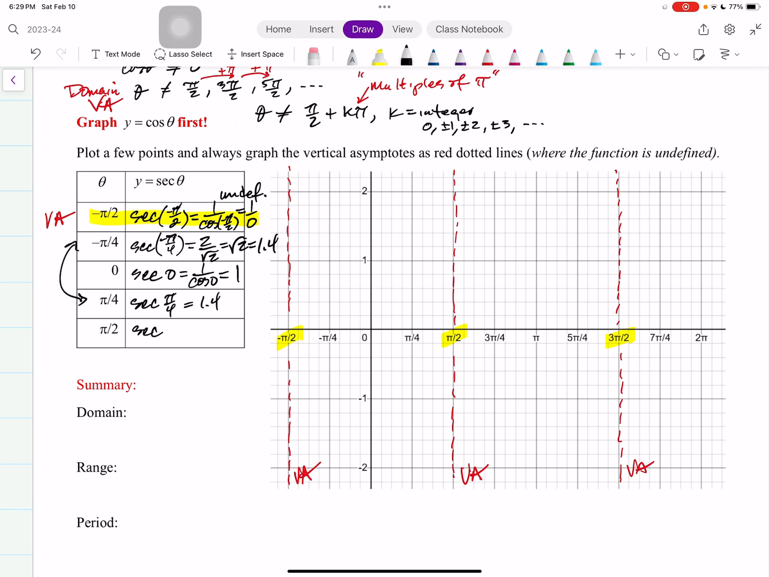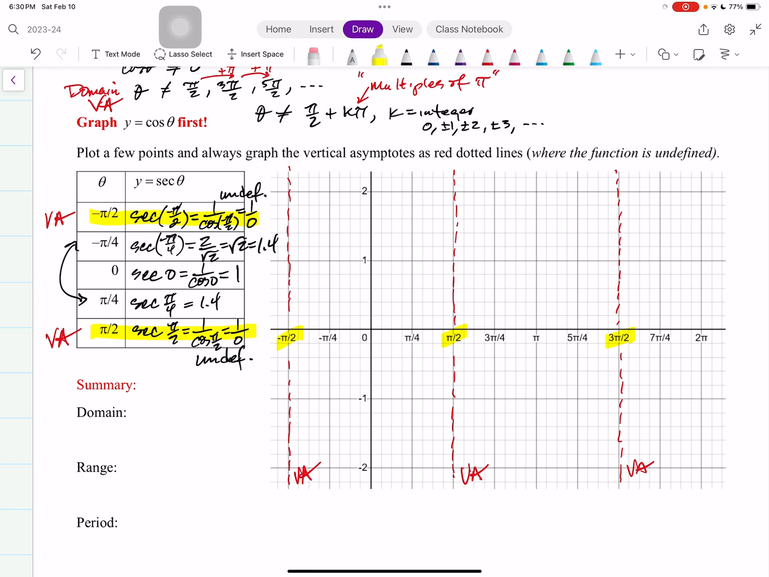And then here, secant of pi halves. That's 1 over cosine of pi halves. Guess what? That's 1 divided by 0, and that's undefined. So you have to be able to evaluate functions in order to understand really what's going on. That's why I'm doing this here. So I just found another asymptote at pi halves. Now let's plot a few points.